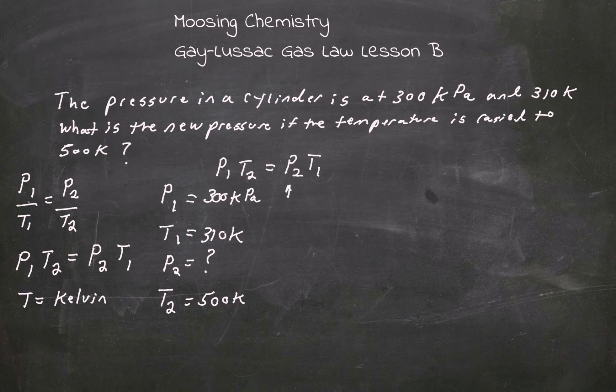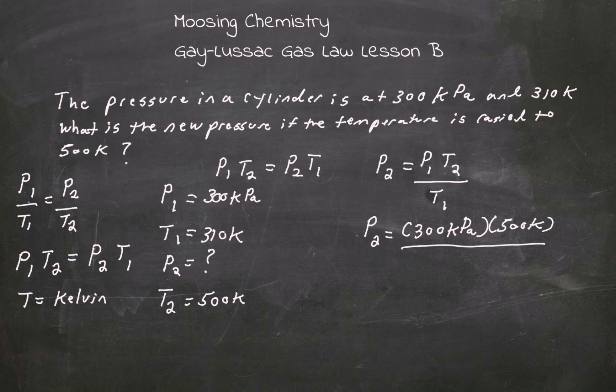If we want to find P2, that means we've got to move T1 under. So P2 equals P1 T2 divided by T1. And all we have to do now is simply plug in our values. So P2 equals 300 kPa times our second temperature, which is 500 Kelvin, divided by 300 Kelvin. Cancel out your common units. That's going to leave the kilopascals, right? Okay, great.